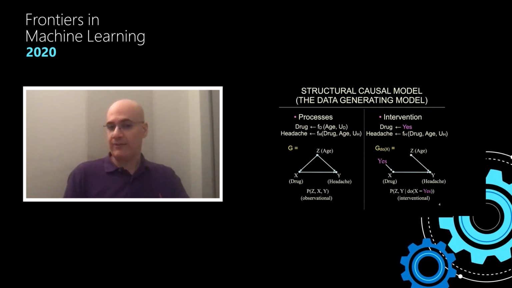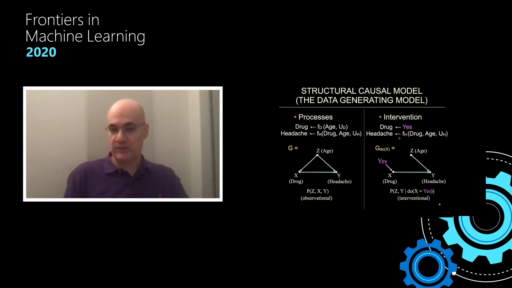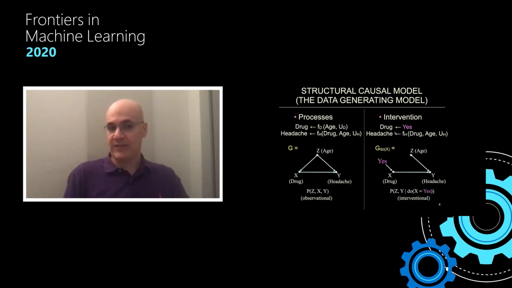Now here is the graphical counterpart of that. Note that there is the F sub D here. We no longer have the age as an argument of this function. There is just the constant. Then you put the constant here, and we cut relative to this graph. You cut these incoming arrows into X. This is the mutilated graph.